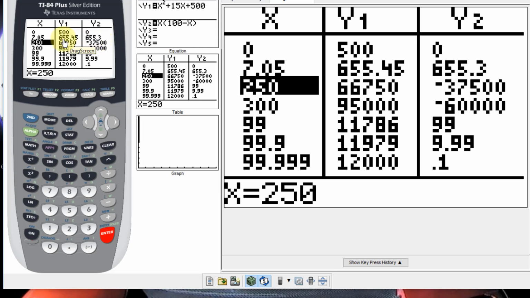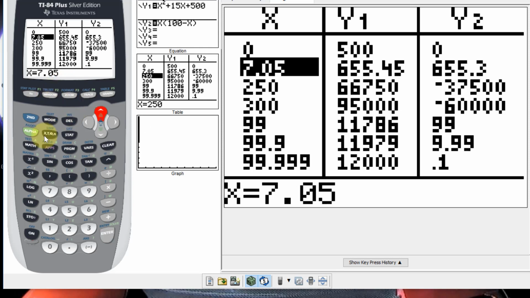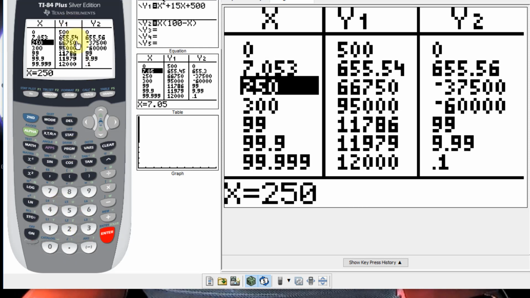It doesn't come out exactly the same because 7.05 wasn't exactly the break-even point. It was more like 7.053. So if I typed in 7.053, I think that's a little more accurate. So I'm getting closer. It's about 7.05 and about 655 in revenue and cost. So that's just something I wanted to include in the graph.